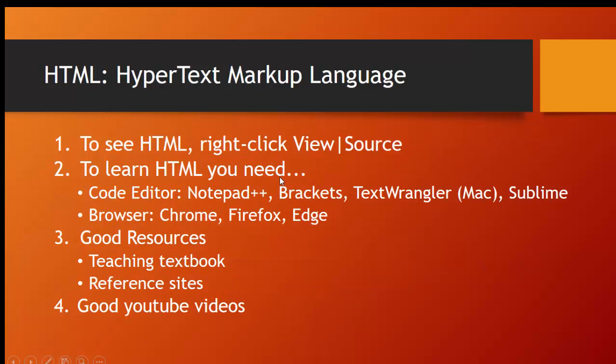Now, to learn HTML, you need a code editor. Sometimes it's called a text editor. 4 of the most popular are Notepad++, Brackets, which runs both on Windows and Mac, Text Wrangler, which runs only on Mac, and Sublime, which is also both a Windows and a Mac code editor. I still prefer Notepad++ on Windows. We edit our code, we write our code in one program, and then we look at it in another program. We look at it in a browser.